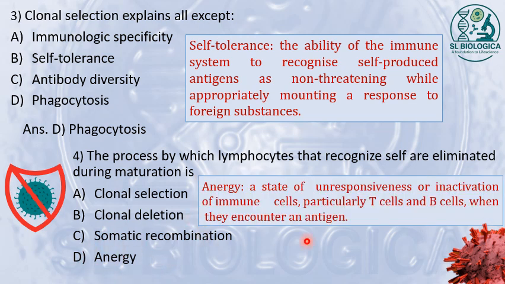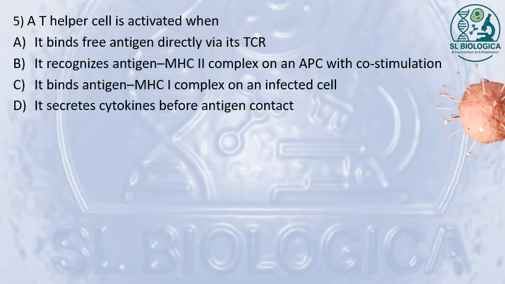Let's look at what anergy is. Anergy is a state of inertness or unresponsiveness of the immune cells, particularly T cells and B cells, when they encounter an antigen. That is represented by the term anergy, a kind of inertness of the lymphocytes to bind with the antigen and eliminate it. So our answer is clonal deletion, the way by which the self-recognizing lymphocytes are eliminated. Clear? Now let's move to the next question.